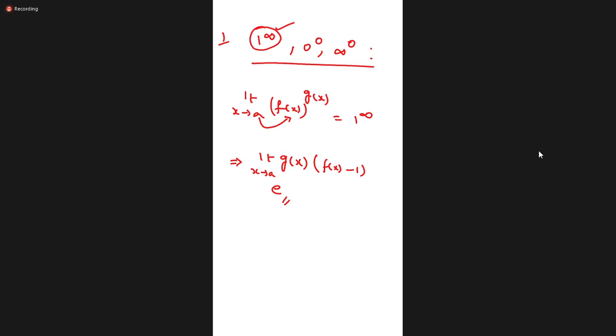Okay, sir. Right. Now see how they will ask the questions. Limit n tends to infinity, (1 plus sin a by n) whole power n. So this is the question.